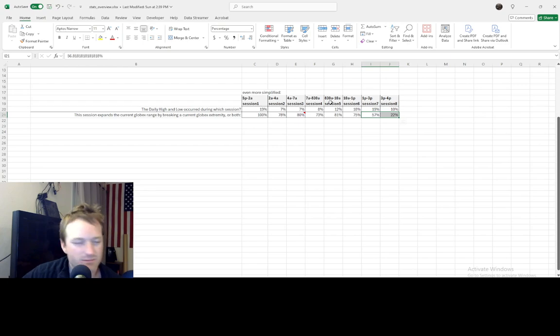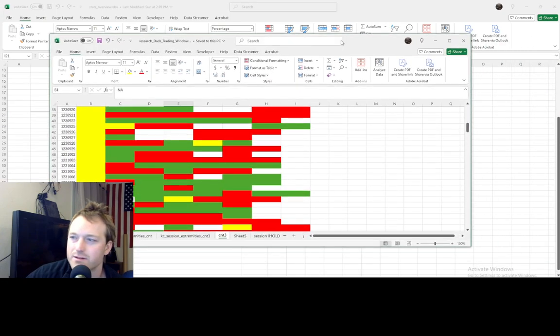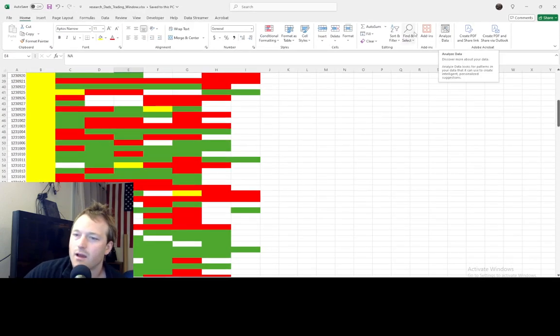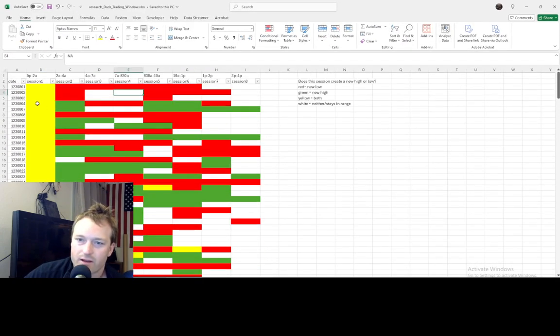And just in case we wanted to know this, I have this diagram here, and we've got session 1, session 2, session 3, session 4, just like I just said. Yellow means that both the high and low are new. For session 2, it breaks the low if it's red. If it's green, it breaks the high. Yellow if it's both, and white if there's no change. It stayed inside that range. And you see that throughout the sessions.